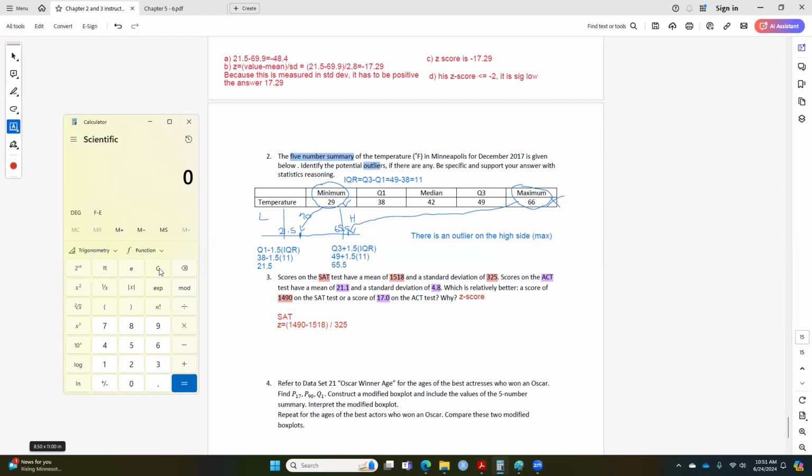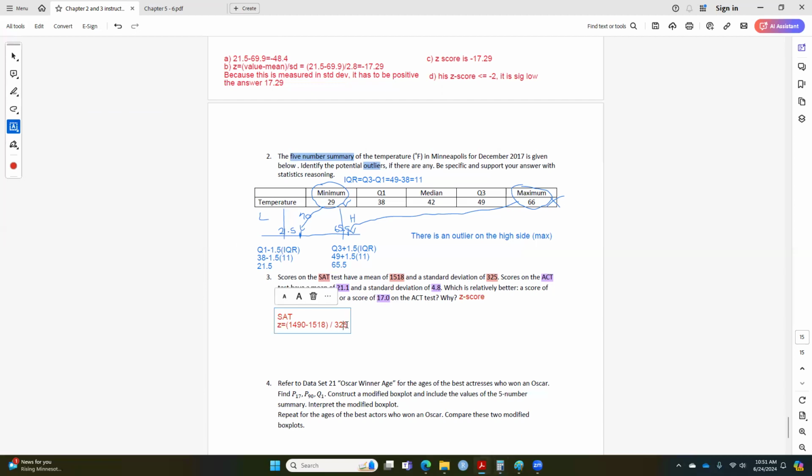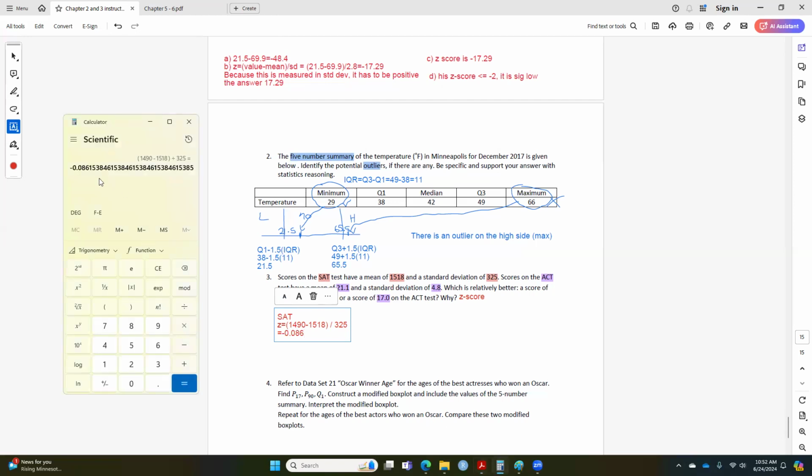Mostly if the question wants you to compare which one is better, usually they ask you to do the z-score. In this case, we're going to subtract these two, 1490 take away 1518, and then close the parentheses and divide this by 325. So this z-score is negative 0.086. I put in 3 decimals here. So this will give me negative 0.086. Okay, so that is the z-score for the SAT.